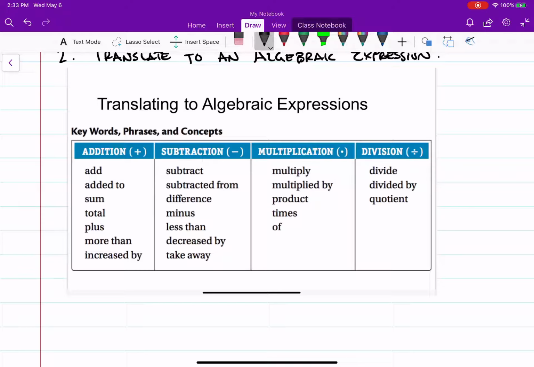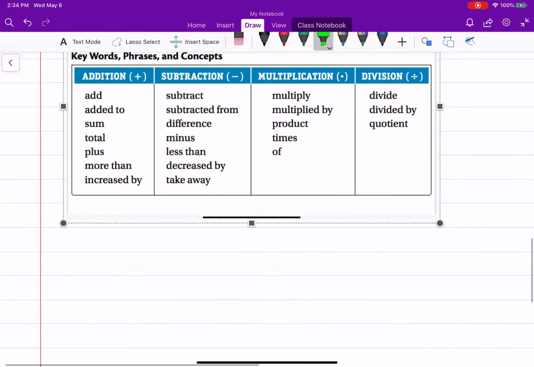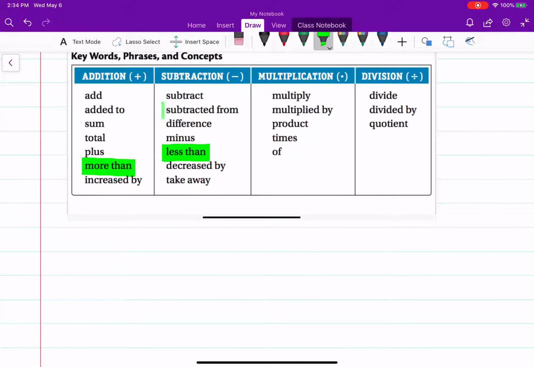So if you need to refer back to this at some point, you're welcome to, during the homework, during the quiz, during the practice test, and the practice test homework. Obviously not on the test itself. The exams themselves are going to be proctored, so you can't really have anything to help you with those, all right? So I want you to look at 3 of these, okay? More than, less than, and subtracted from.